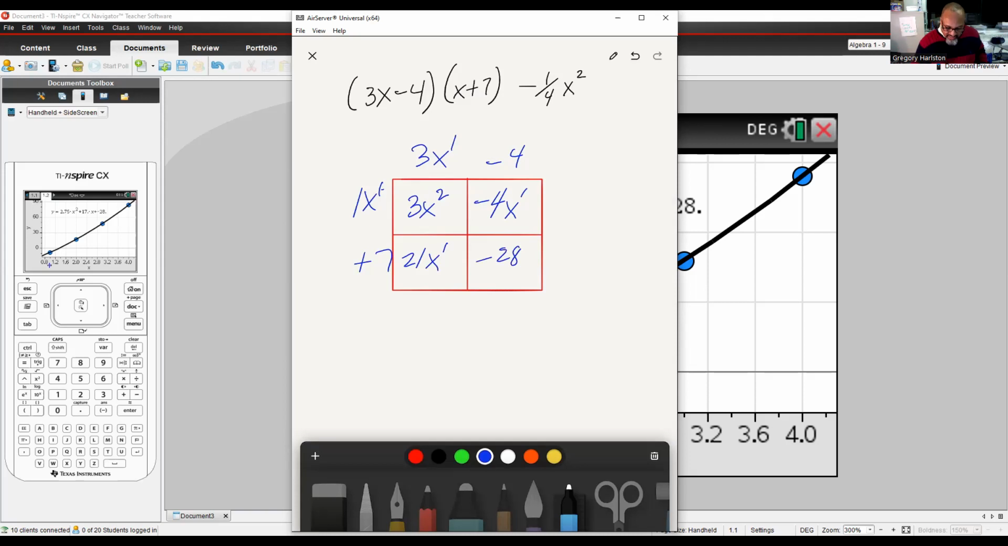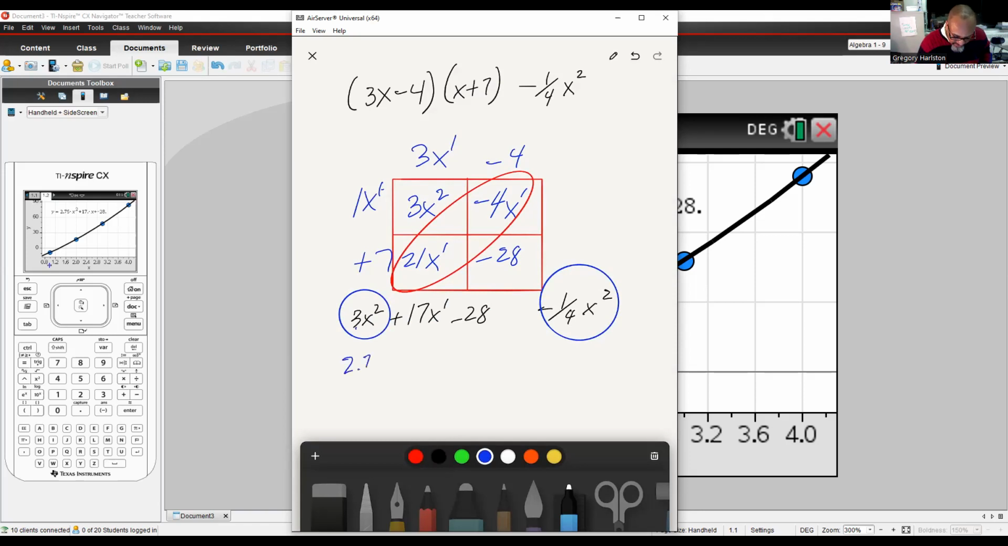So now I'm going to combine like terms, which are right here, because they have the same variable with the same exponent. And then I'm just going to combine them. So it's going to be 3x squared. 21 minus 4 is going to be a positive 17x minus 28. Now, I got this 1/4 x squared over here. So I have to take this and combine it with this. So basically, this is $3 minus a quarter. What's $3 minus a quarter? $2.75.